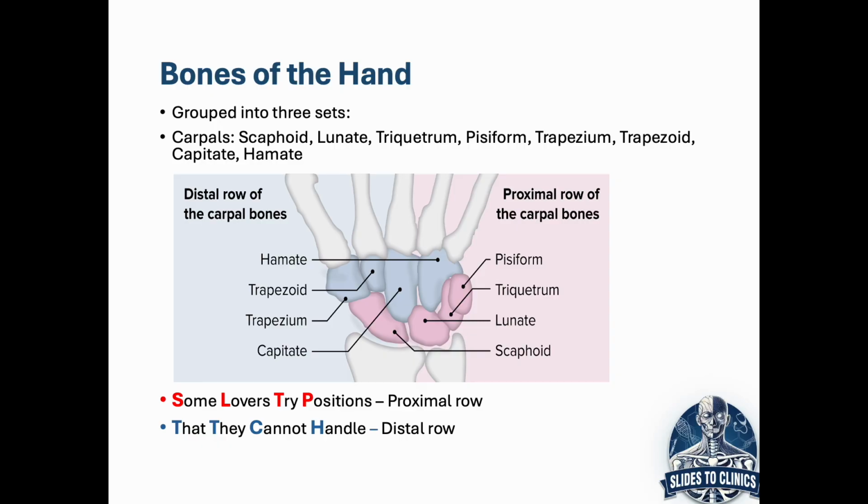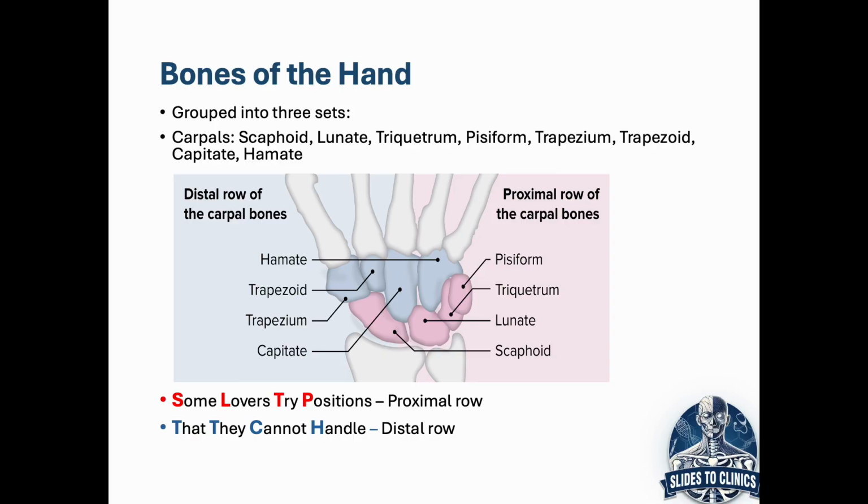There's a quick fact about the pisiform, because the pisiform is actually a sesamoid bone. And sesamoid bones are bones that live inside a tendon. So it is basically the overachiever of the wrist.